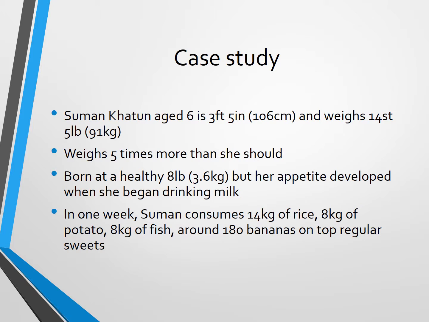She was born at a healthy weight, however, her appetite developed when she began drinking milk. In 1 week, Shuman would typically consume 14 kilos of rice, 8 kilos of potato, 8 kilos of fish, and around 180 bananas on top of the regular sweets she would also consume.